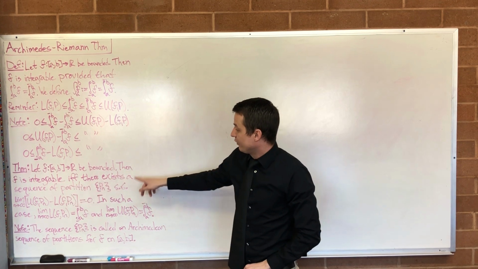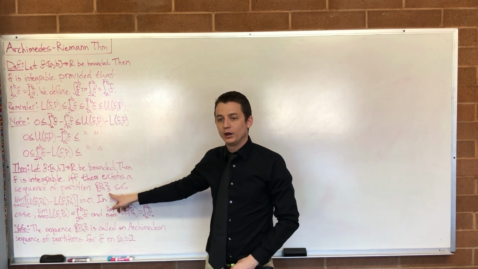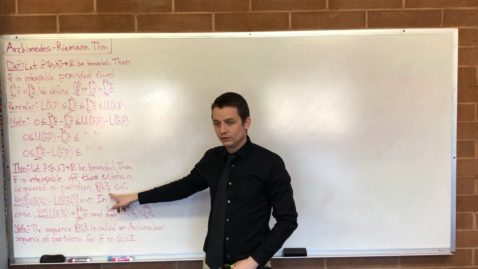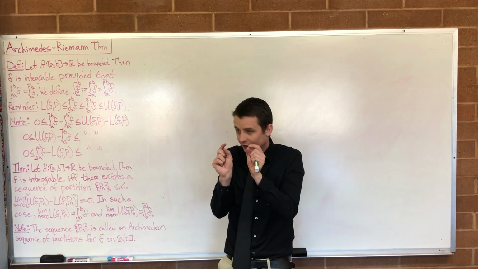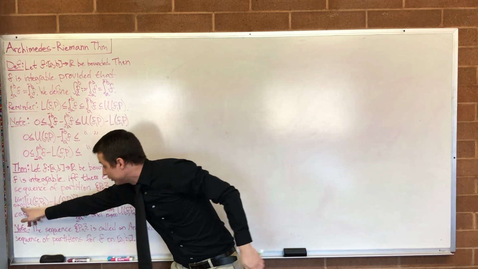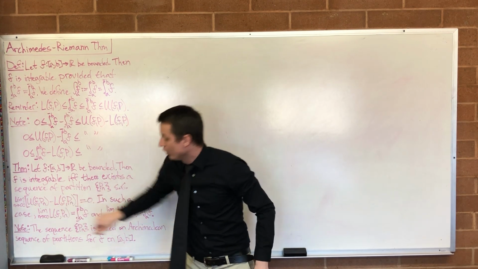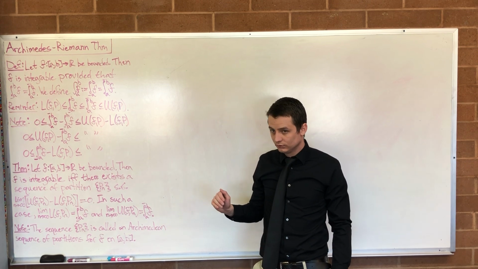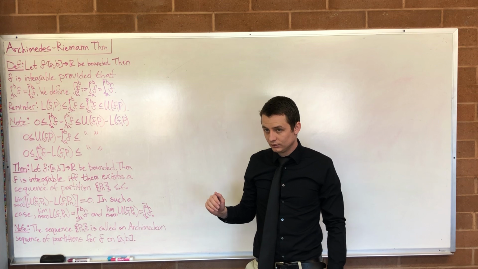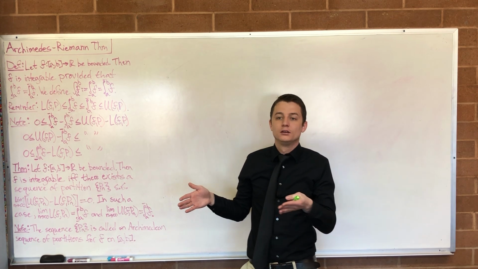If and only if there exists a sequence of partitions, call it P_n. Remember what a partition is? Okay, so some sequence of partitions that are going to make all our intervals get smaller and smaller and smaller, such that the limit as n goes to infinity of the difference between our upper and lower Darboux sum goes to 0. Does that make sense, what one of those sequences of partitions might look like?